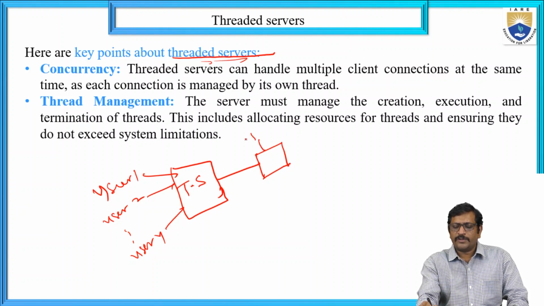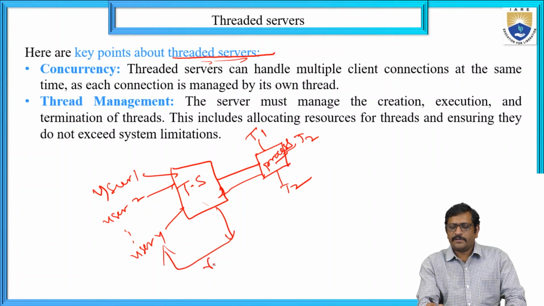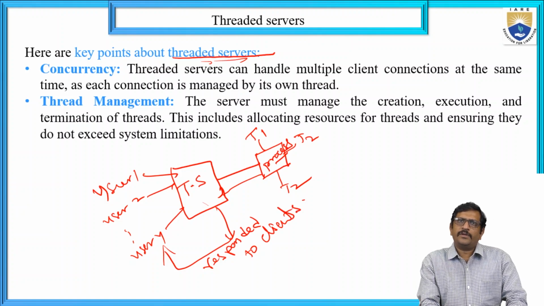For performing the other processes, threads are required. A number of other threads can be utilized, and the process can be completed. Whatever process is assigned will be completed. After completing the process, the threaded server responds to the clients or users.